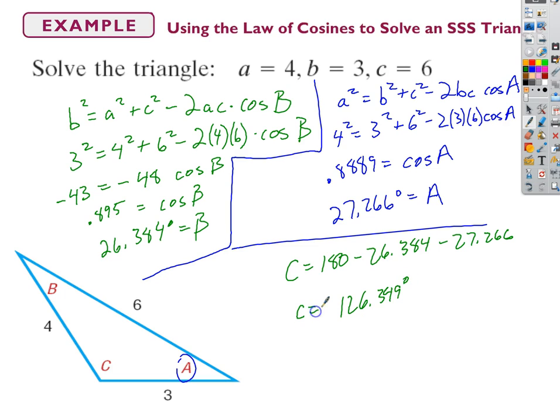And this is where we have to stop and check ourselves. Did our answers make sense? Remember that rule: smallest side across from the smallest angle, largest side across from the largest angle. So my largest side was 6, which is across from C. Is angle C my largest angle? You betcha. Then I take a look. My smallest side was 3, which is across from B. Is B my smallest angle? Barely, but yes it is. And those are my angles. And it looks good.